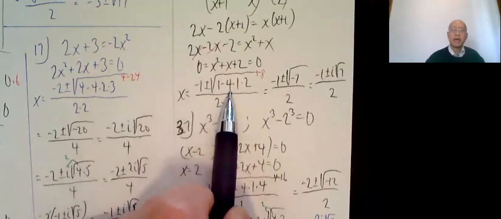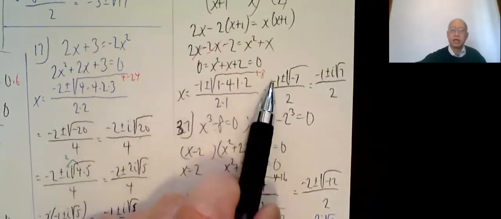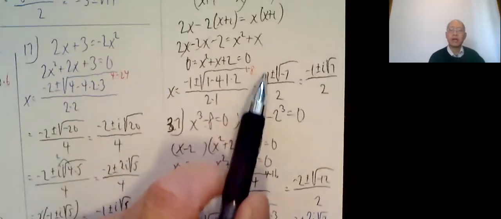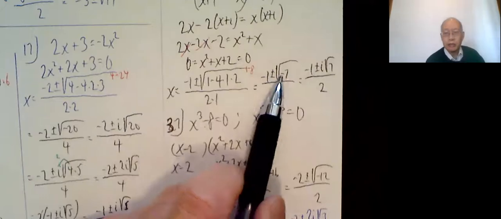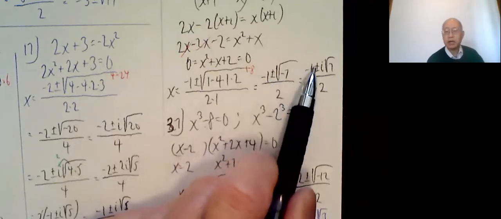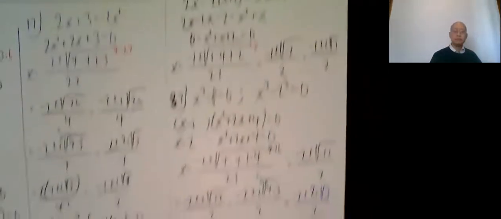So I have 1 minus 8, which is negative 7. So negative 1 plus or minus the radical of negative 7, over 2. Take out the minus sign. Negative 1 plus or minus i radical 7, all over 2.